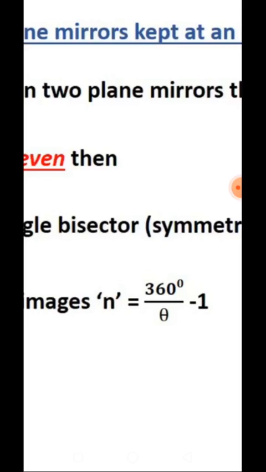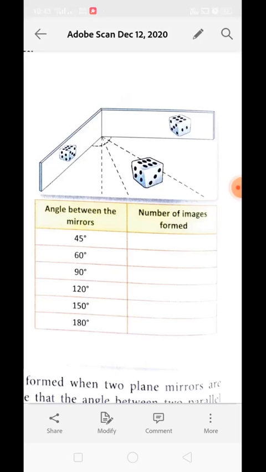The first degree which is given over there is 45. For 45 degree, if we are keeping the value of theta as 45 degree, what will happen? 360 divided by 45. The division results into the value 8. But we have to subtract 1 as well. So the number of images formed will be 8 minus 1 is equal to 7.